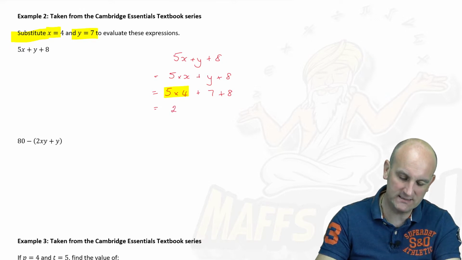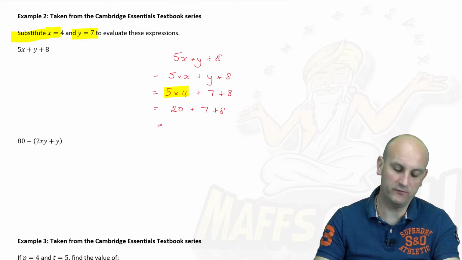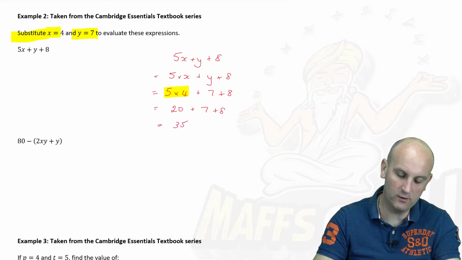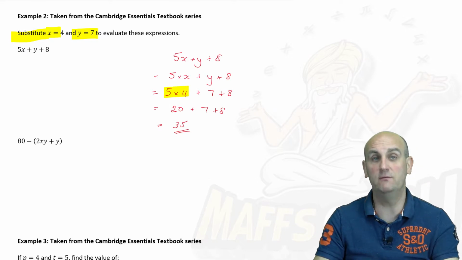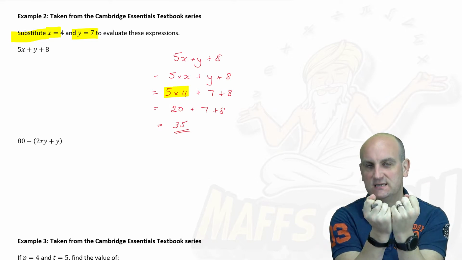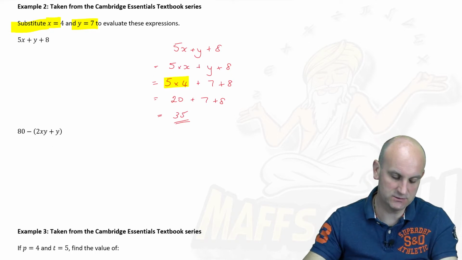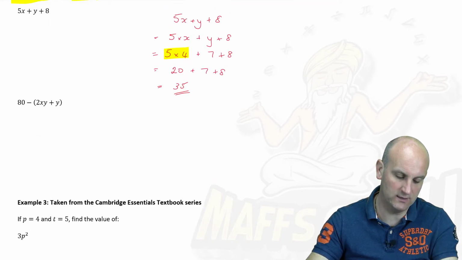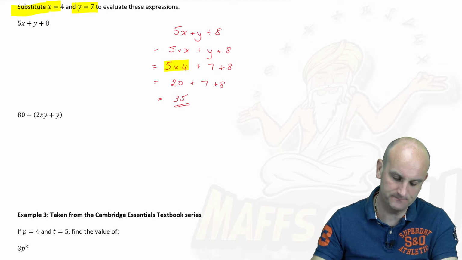5 times 4 is 20, and I'm going to just write plus 7, plus 8, and can I work that out? I should hope so, which gives me a great value of 35. There we go. Easy. Formula, we'll write the question down, put in the kissy kisses, substitute, and solve. What about this one here? Oh, let's keep the values in there, Maths Guru.